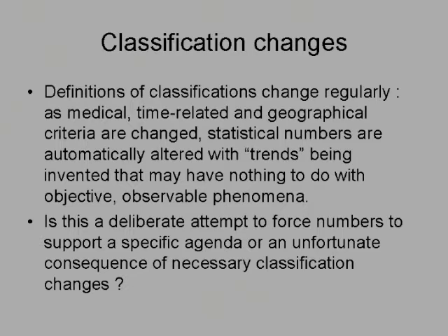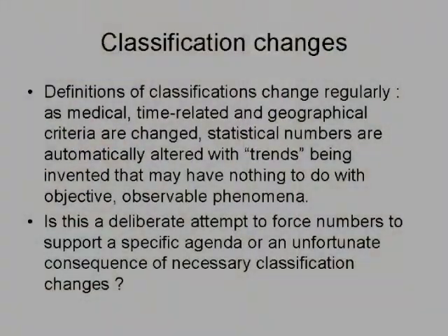So what happens is the statistical numbers are automatically altered with trends being invented that may have nothing to do with objective observable phenomena. It's just a simple redefinition of a classification of a code, and there you go. You might be able to conclude from that abortion has risen in such and such a country for such a period of time, where it was a simple redefinition of a classification that made it look like a trend. So, is this a deliberate attempt to force numbers to support a specific agenda, or an unfortunate consequence of necessary classification changes? To each his own conclusion.